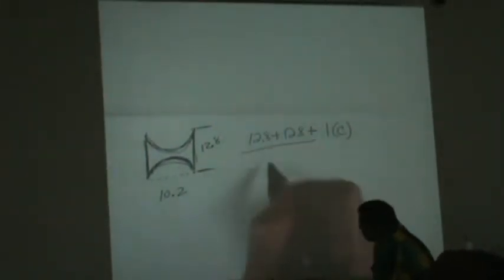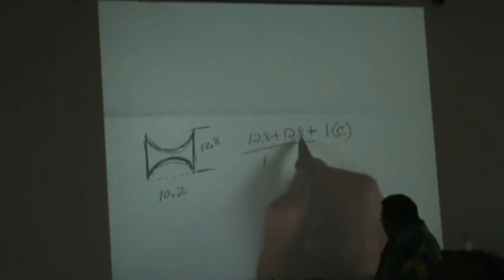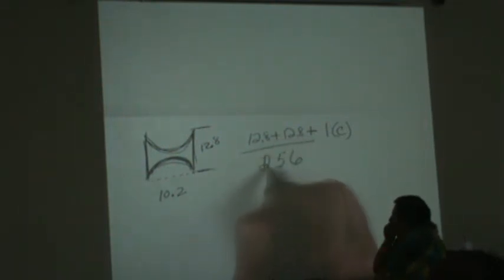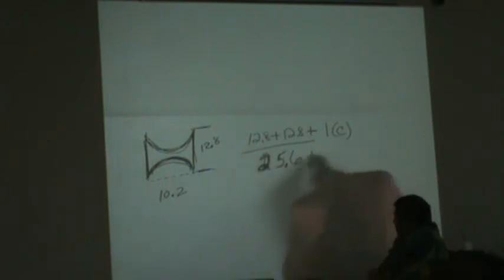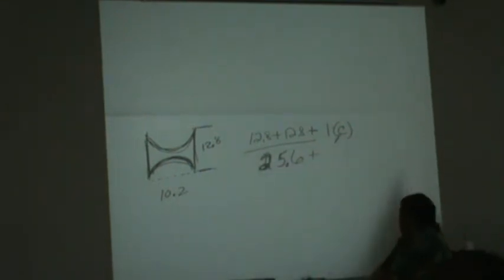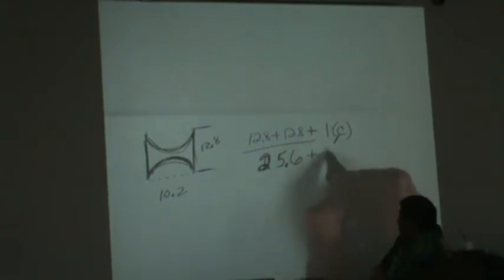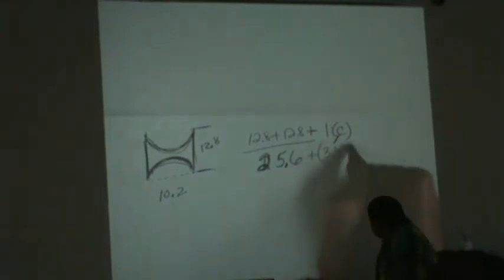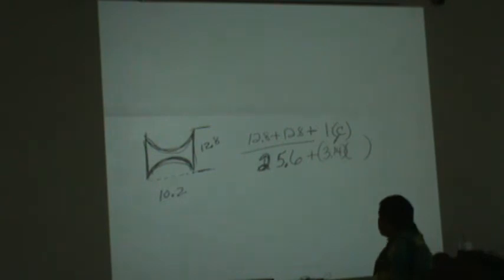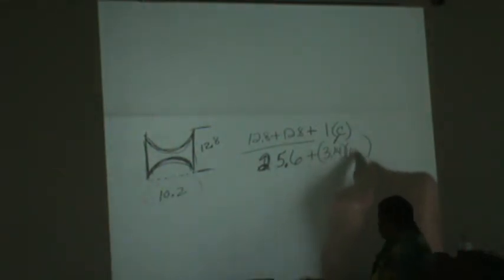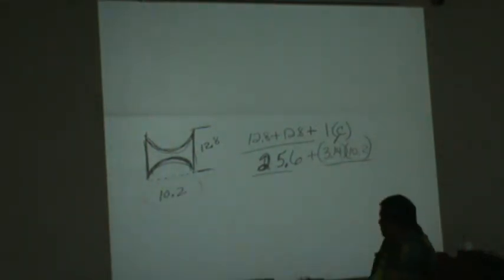Okay, so add those. Let's see, it's 25.6 plus, what is that again? Pi times the diameter. What's the diameter? 10.2. So multiply that and add that, and don't forget your units.